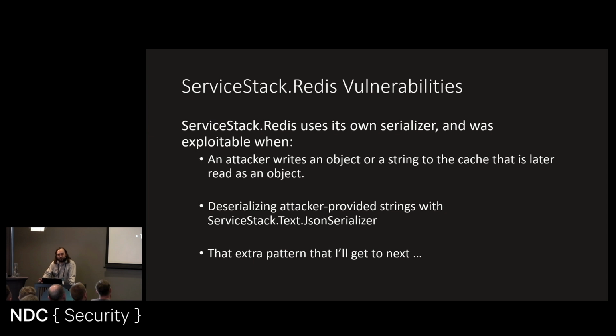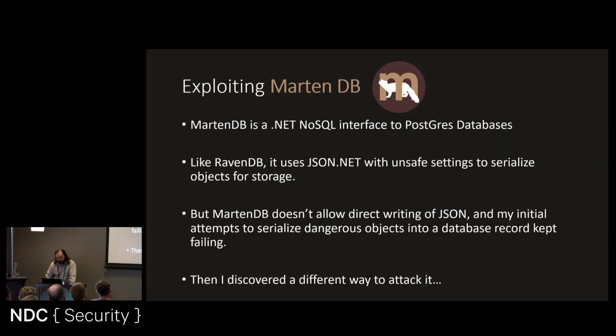So there was one other .NET NoSQL engine I looked at, and that was MartenDB. MartenDB also uses JSON.NET with unsafe settings to read and write to its storage. So it should be exploitable. That's the same pattern that we saw with RavenDB. But in RavenDB, you could just write JSON to the database. MartenDB doesn't let you do that. It just says you can give it objects or you can get objects back.